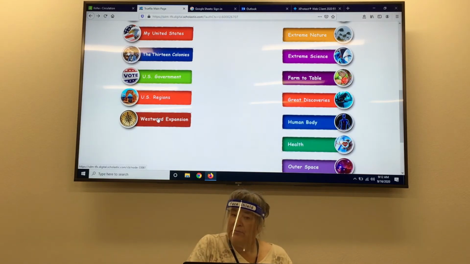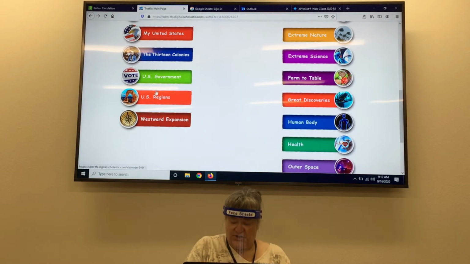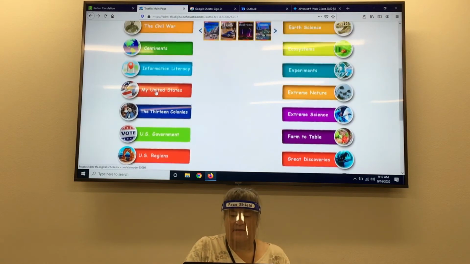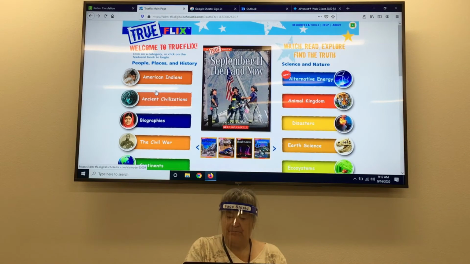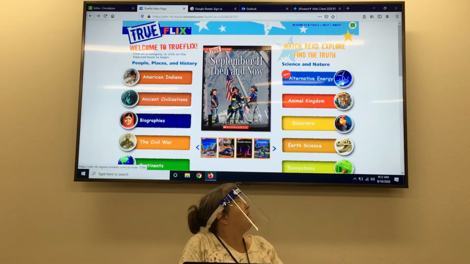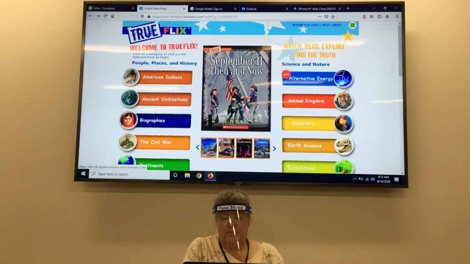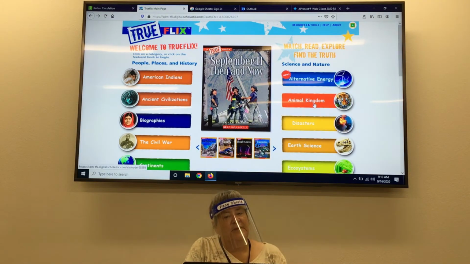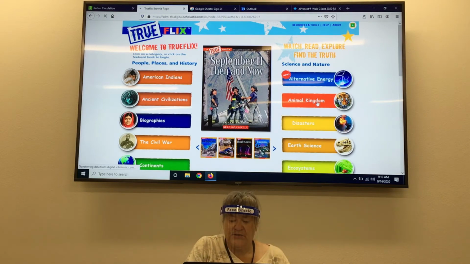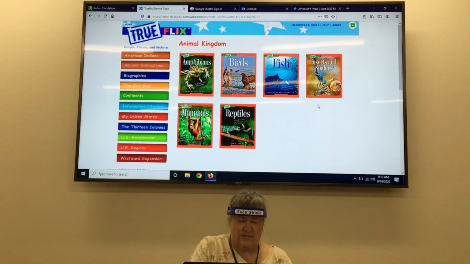If you wanted to learn more about the people, places, and history, you could check on any one of the subjects on that side. I'm going to go back to the top. Go over to science and nature. It says, here's a new category, alternative energy. And they have those wind turbines, a picture of the wind turbines up there. That's something that's kind of happening in South Dakota right now. Animal Kingdom is one of my favorite because I love looking at the animal pictures and reading more about animals. Whoops, that's not what I wanted to go to right now though.